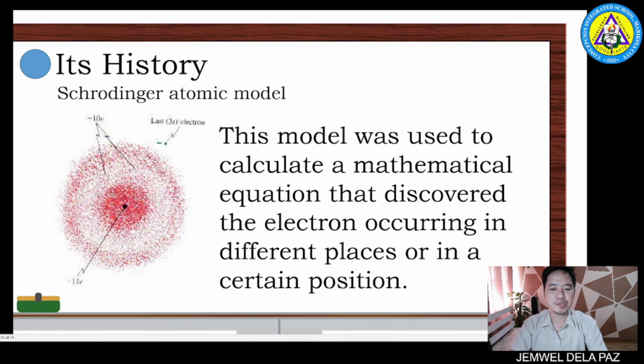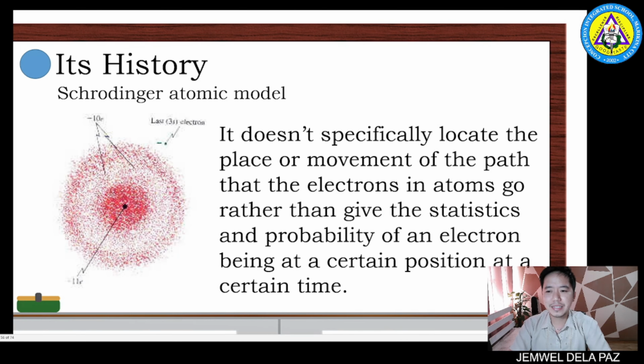This model was used to calculate a mathematical equation that described the electron occurring in different places or in a certain position. It doesn't specifically locate the place or movement of the path that the electrons in an atom go, but it gives us the statistics and the probability of an electron being at a certain position at a certain time.